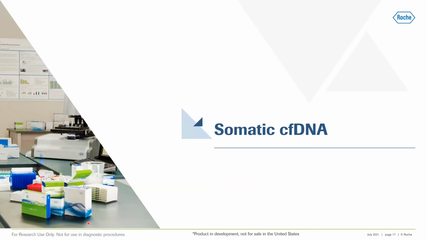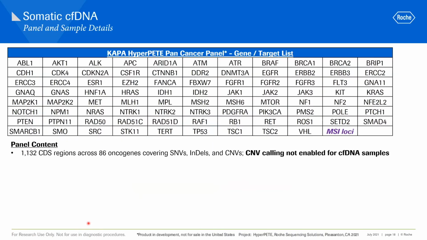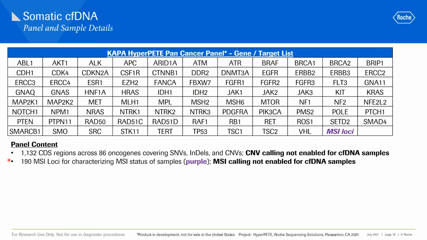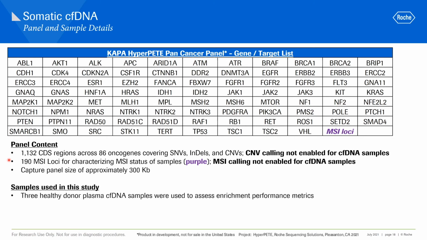Moving on to somatic cell-free DNA, we're using the same panel here. So there's nothing new to this target list at the top, but there are a few things to note here. For cell-free DNA variant calling, CNV calling is not enabled. And also MSI calling is not enabled for cell-free DNA samples in our analysis pipeline. Capture panel size is still 300 KB. And then samples used in this study.